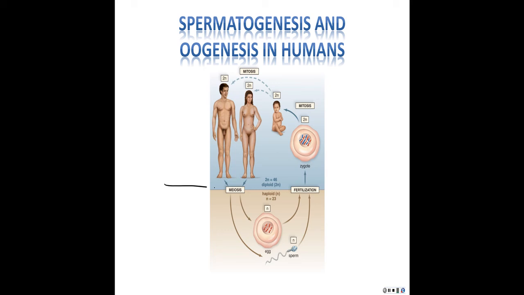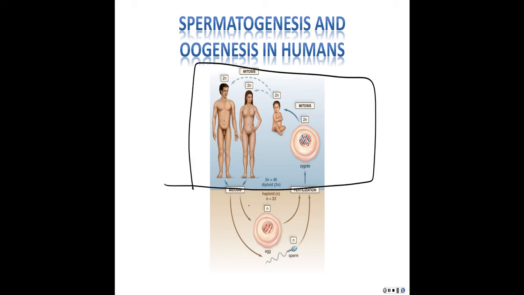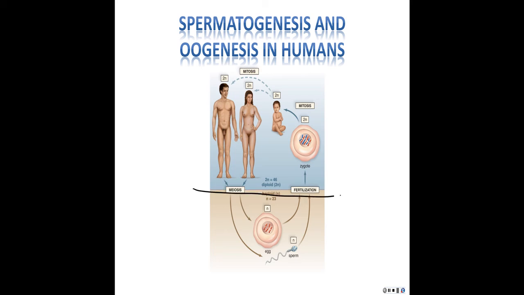Notice that the top of this diagram, the blue area, is the diploid phase of the human life cycle. At the bottom, this beige area is the haploid phase of the human life cycle. Most animals that are sexually reproducing, you can divide their life cycles into a haploid and diploid phase.